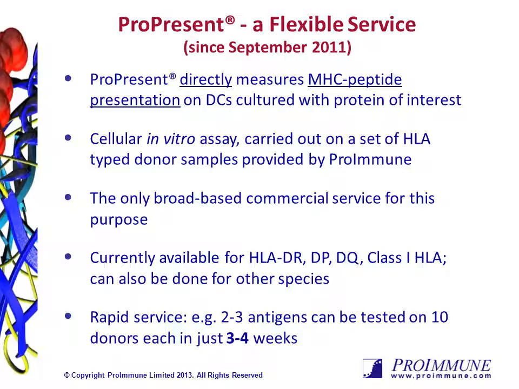One of the best things about ProPresent is that it is quick. For example, we can analyze 2 to 3 antigens on 10 donor samples in just 3 to 4 weeks, including providing a detailed analysis report.